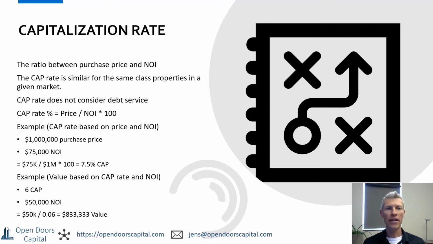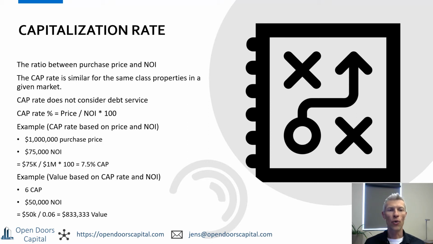So again, a cap rate in percentage is basically the NOI divided by the purchase price multiplied by 100. So again, here's an example. We have a $1 million purchase price. We have $75,000 NOI, so that's our income after all expenses. So we take $75,000 divided by $1 million and multiply by 100, and we arrive at 7.5% cap rate.